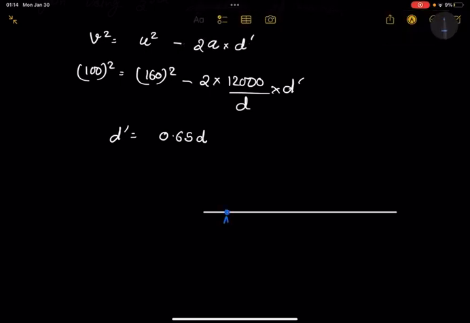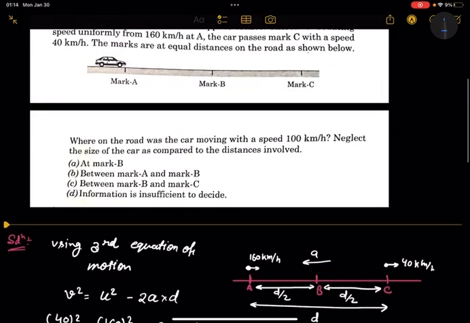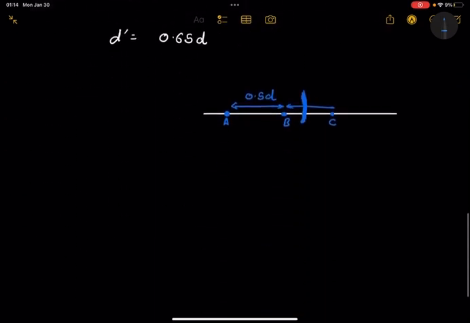Means 0.65 D means if the car starts, we neglect the size of the car, so the car starts at point A. At point B, it covers a distance of 0.5 D. So from B to C, the extra distance is 0.15 D. So the car is somewhere here, between B and C. So the correct answer is between marks B and C. Option C is correct.